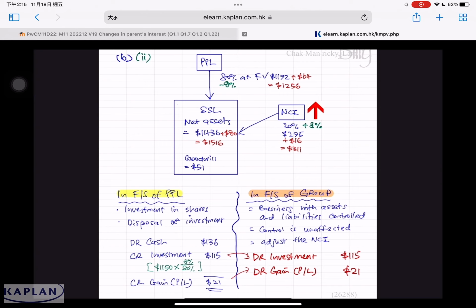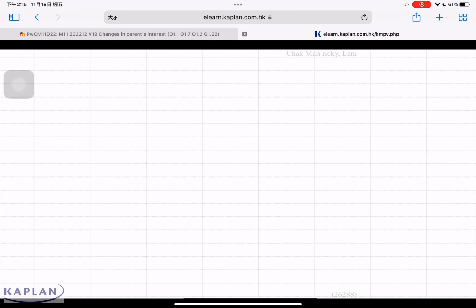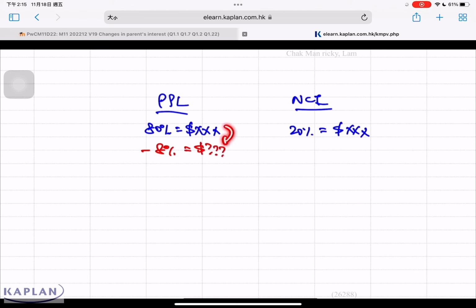Instead, you must increase the NCI. Credit NCI, but how much to credit? Do we use this figure or this figure to do the adjustment? When the NCI drops, you use this figure to calculate. When the parent interest drops, use this figure to calculate. Now, it's the parent interest that drops, so use this figure. For this question, 80% parent, 20% NCI. Now the parent is reduced by 8%, so we use this figure to do the calculation, plus 8%. Can I use this other figure to do the calculation then? It's not wrong, but conceptually it's not right.